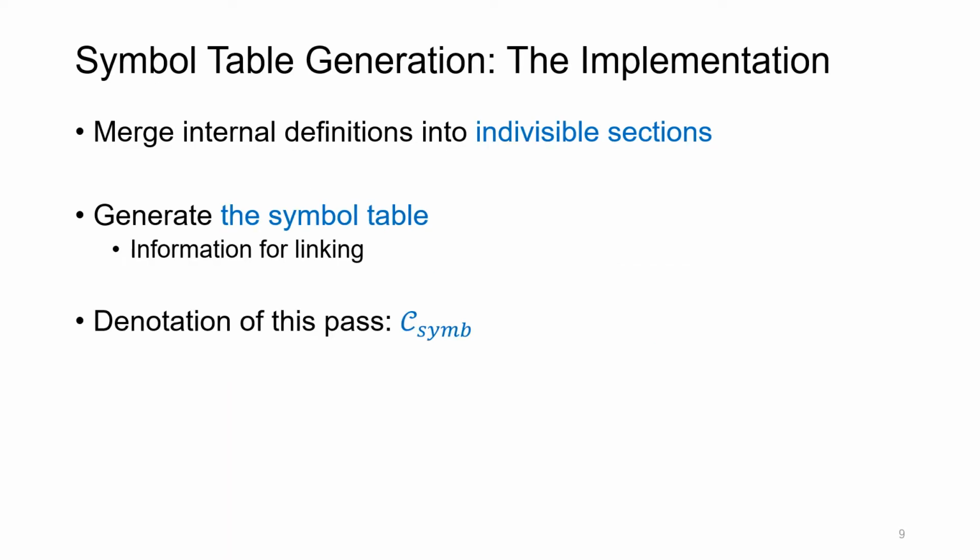Symbol table generation is important because it bridges Stack-Aware CompCert and our verified assembler. It performs two tasks. First, it merges internal global variables and functions into separate sections. From this point on, those sections should be treated as indivisible units. Second, it generates a symbol table containing information for linking. In the rest of this talk, we shall refer to this path using CSYMB.